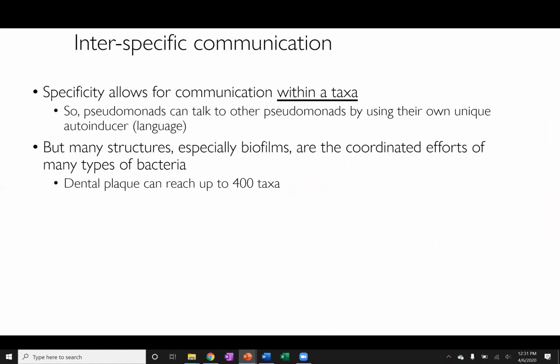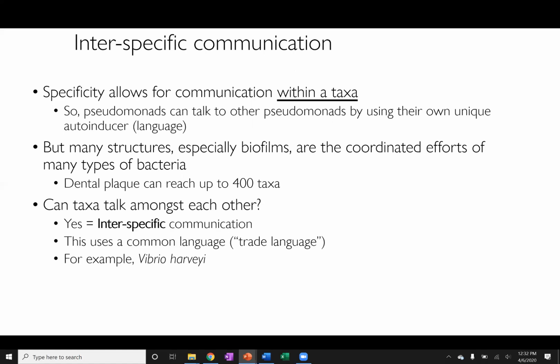But many structures, especially biofilms, as we'll talk about later in this lecture, are the coordinated efforts of multiple different species of bacteria. For instance, when you're thinking about your dental plaque, when you haven't brushed your teeth in, say, maybe 12 hours, you get that gross, filmy stuff on your teeth. That's a biofilm. And those dental plaque biofilms can actually reach densities of 400 different species at any given time. So it can be particularly dense. And so taxa can talk within a single species, but they can talk between species. And so when we're thinking about interspecies communication, we're thinking about something that's a common language.